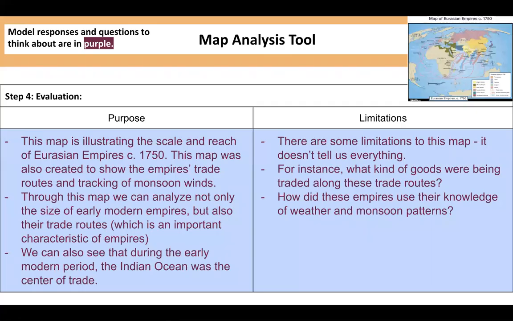So putting it all together, I put my purpose and what we notice. So the map was illustrating the scale and reach of these empires. It's also showing us the trade routes and the monsoon winds. And I also really talked about some of the limitations that I noticed in the map, because the map isn't going to tell us everything. It's one resource for us to look at empires, but we also have to realize that one source might not give us everything that we need.